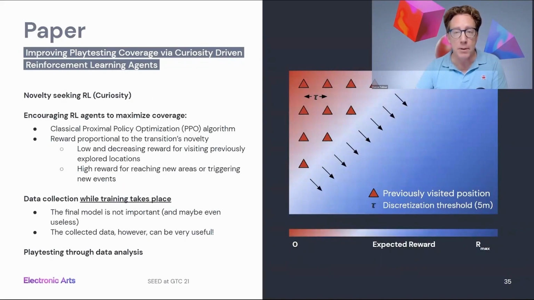So here is our proposal. Implement novelty-seeking reinforcement learning by adding a curiosity personality to our new agent. Our approach is actually fairly simple. We reward the reinforcement learning agents based on the novelty of the experience that they are collecting. We keep track of the position and the events that the agents have already seen or triggered, and we reward them for moving towards previously unexplored locations.